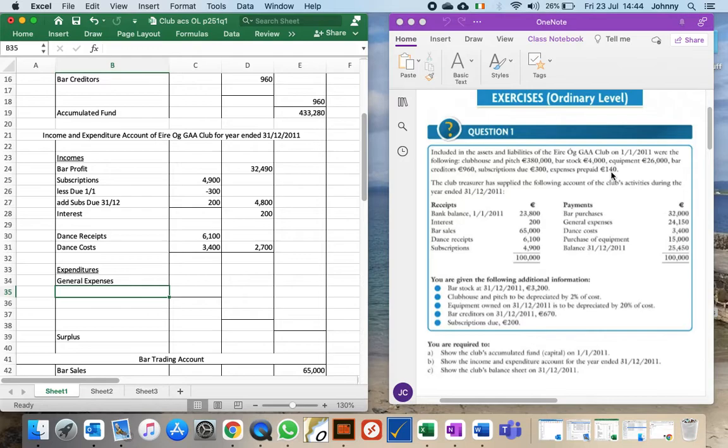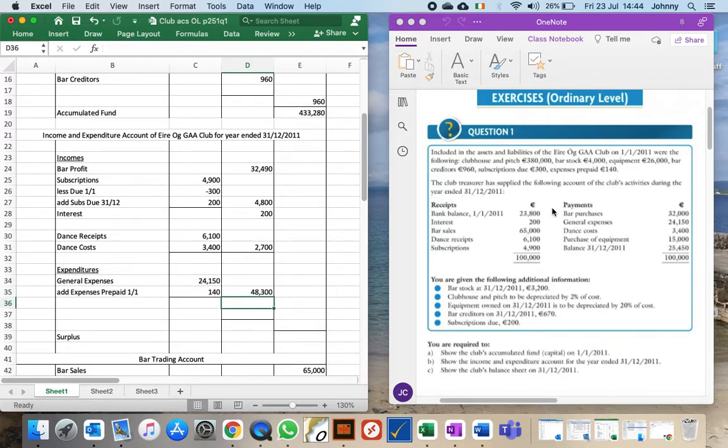So that means last year we received money for expenses that we used up this year. So we'll have to add, because we've used them up this year, we'll add our expenses prepaid at the first of the first, okay, at the beginning of the year. So that's 140. So it's paid last year, but we've used it this year, so we have to charge it to this year's accounts. So we'll add those two numbers together.